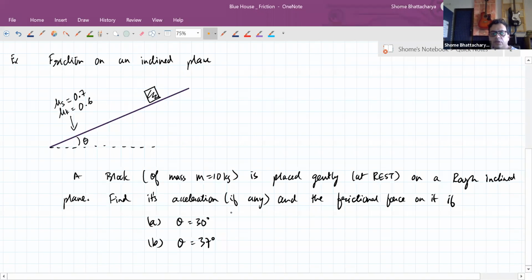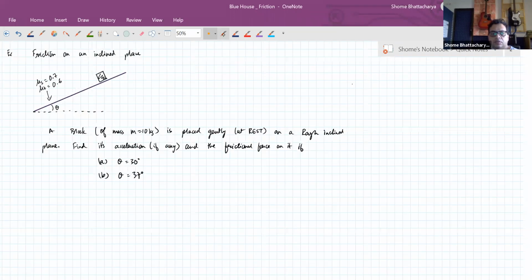So start with the free body diagram of the block, and try to understand these two things. Make the free body diagram, analyze the limiting friction available.